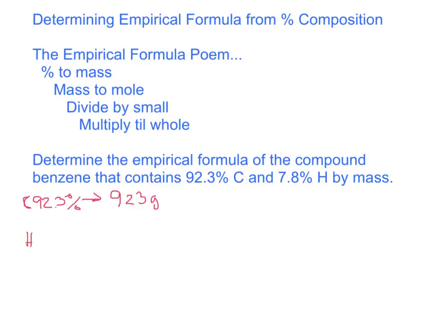And so it's going to be 7.8%. Change it to 7.8 grams of hydrogen, and this is grams carbon, grams hydrogen. This is where labeling your atoms comes in handy. It helps you keep it straight. The next one is mass to mole. So I have to take each element and divide it by its molar mass. So we have to divide grams of carbon by its molar mass of 12.01. And then same for hydrogen.